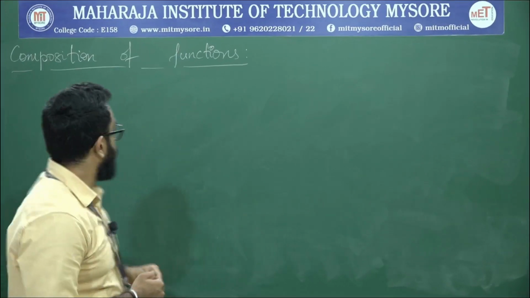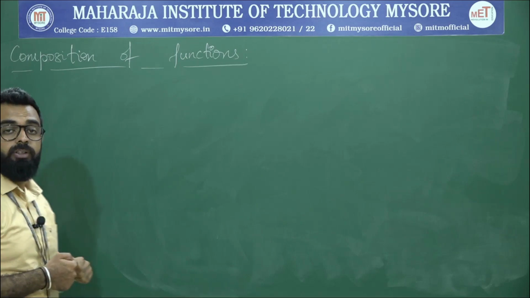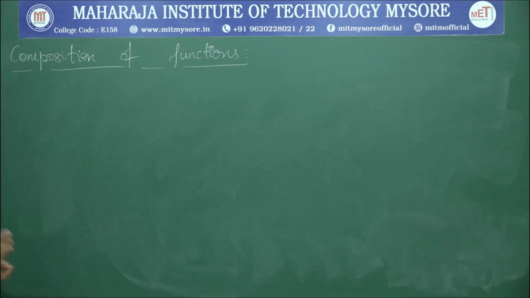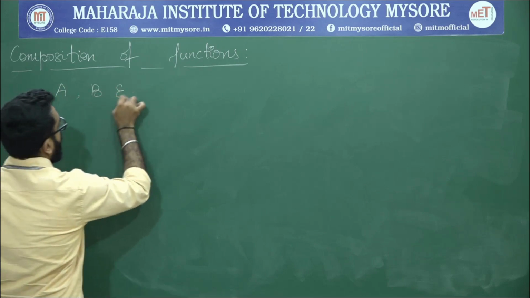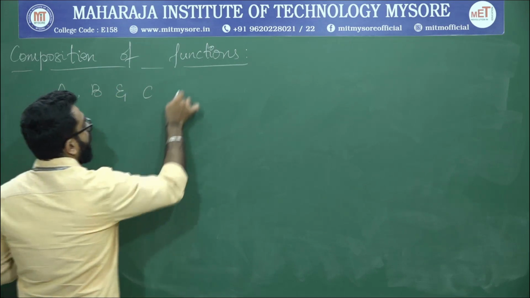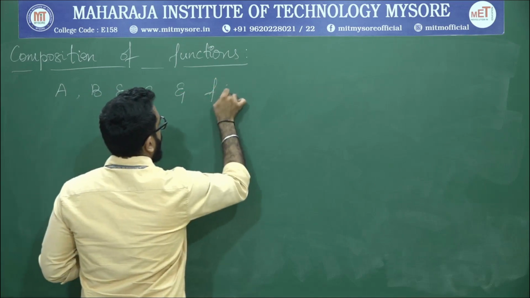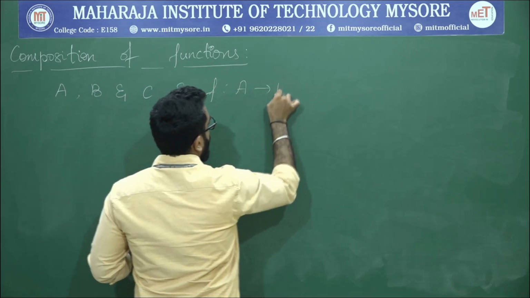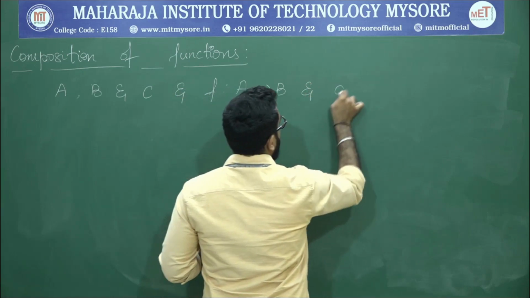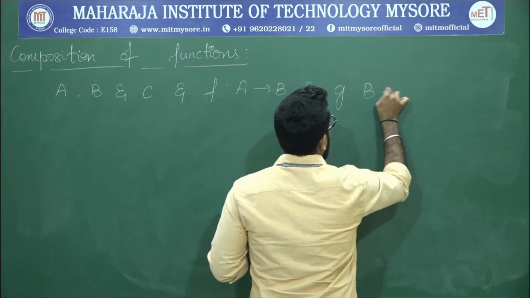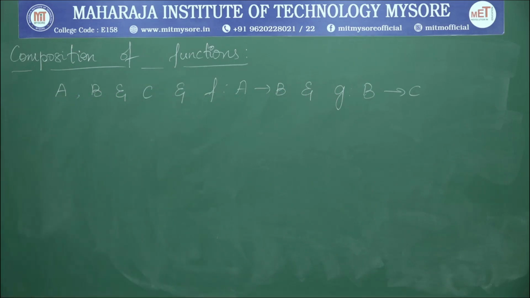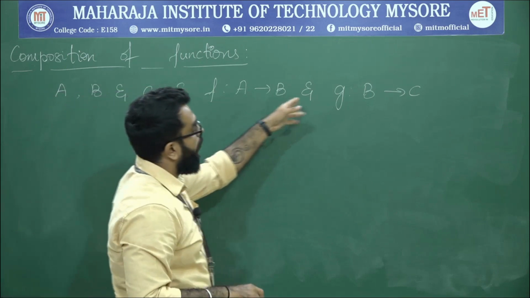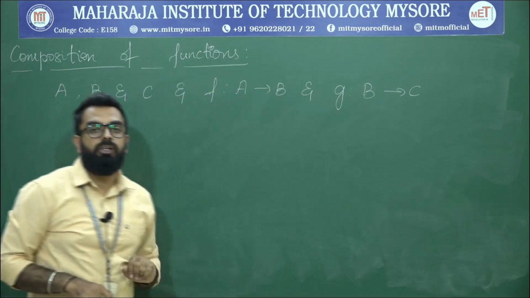Next we will move on to the next topic, which is known as composition of functions. Now consider 3 non-empty sets A, B and C, and 2 functions: f, which is defined from A to B, and the function g, that is defined from B to C.